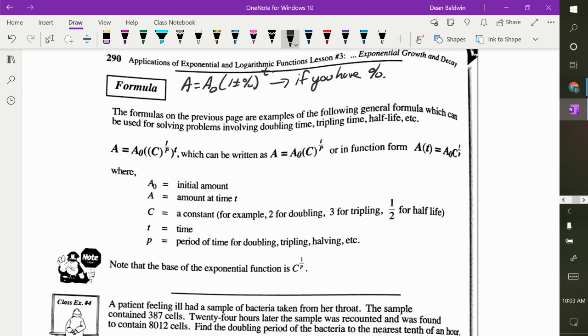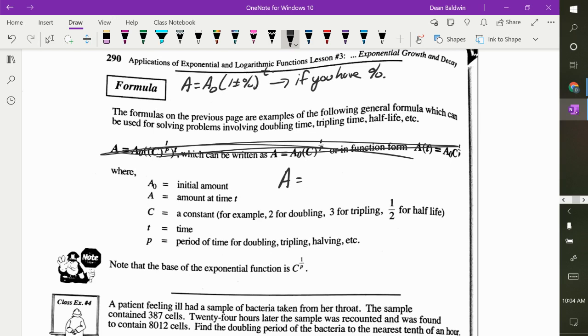However, they don't always tell you the percentage. They'll say how long it takes, or they tell you the doubling time. They don't say it increases by a percentage. They'll say it doubles every 5 years, or it triples every 5 years, or it has a half-life of this. That's a slightly different formula, and I just don't like the way they write it, so we're going to write it like this. I'll give you both formulas. I'll write them on the board and put them on your test. I don't care about you memorizing these formulas. I care about you knowing how to use them.